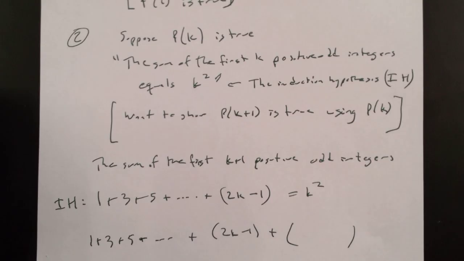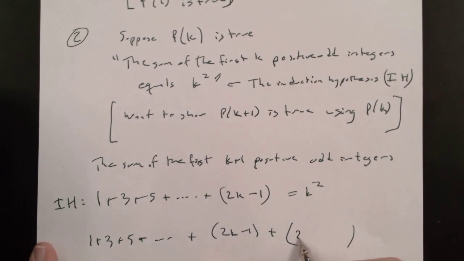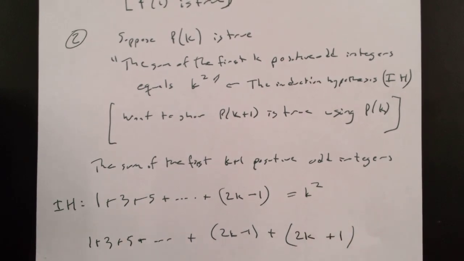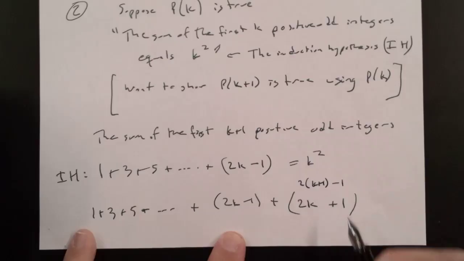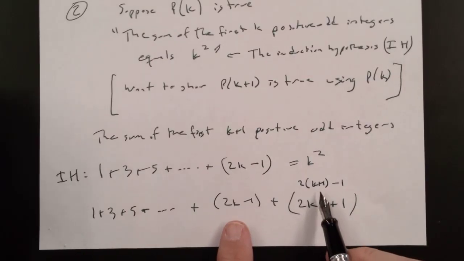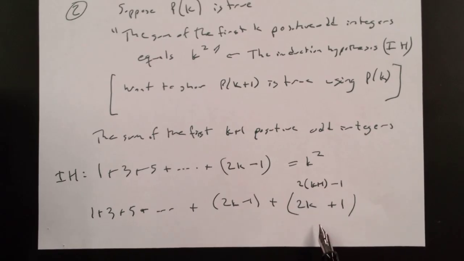Because I have to add 2 more numbers, right? I have to skip one. Another way I could think of it is as 2K plus 1 minus 1, right? That would be the next value. But if we multiply that out, don't we get this?